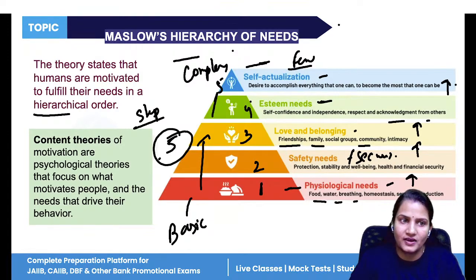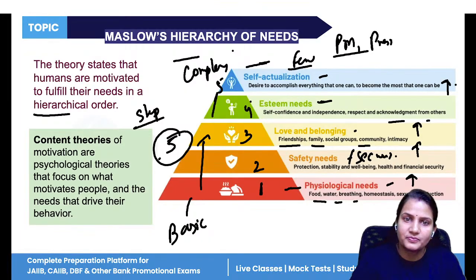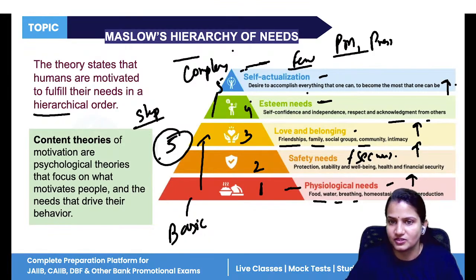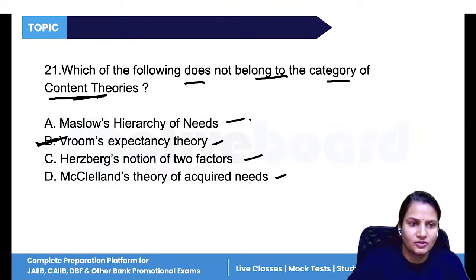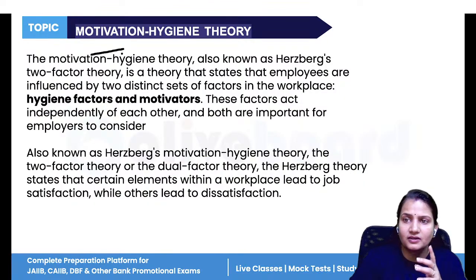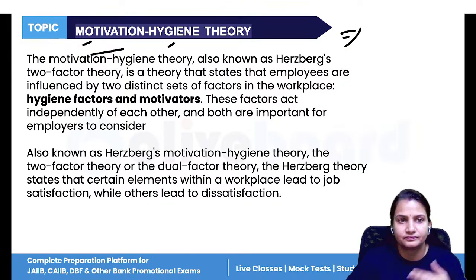Like if I say, okay, like our prime minister, like our president. So they are such persons whom everybody knows. So you want this type of position. So it is the desire to accomplish everything that one can. So this is a part of content theories, and Herzberg. Herzberg has given two factors. One is motivation, one is hygiene.